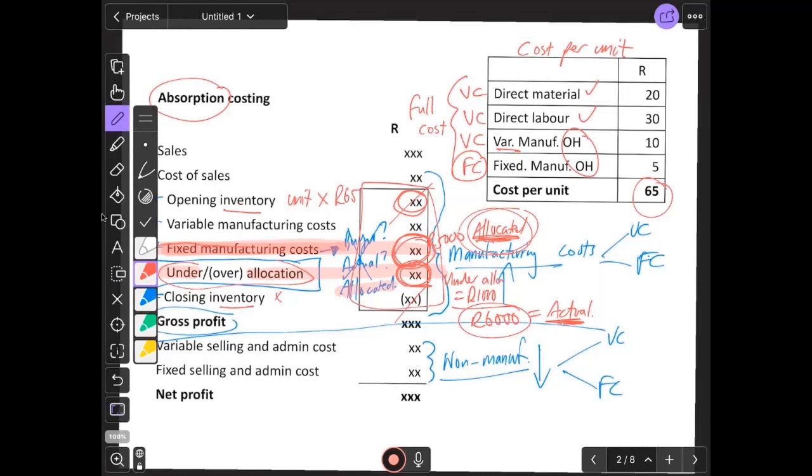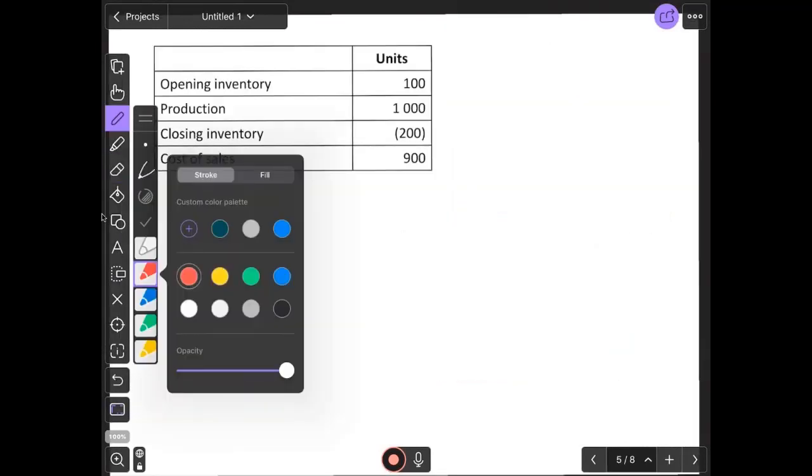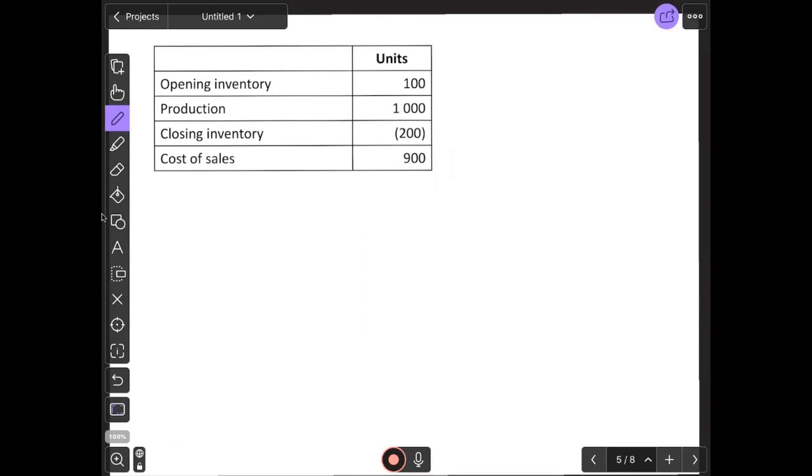Okay, let's move on. We're running out of time. I'm already over time a bit. Let's quickly chat about the reconciliation. This is very important. So many students don't understand this. So cost of sales is opening inventory plus production units. These are all in units, less closing inventory, and that will be our sales units or cost of sales units. So if you forget about rand amounts, this is the units that were produced and sold.